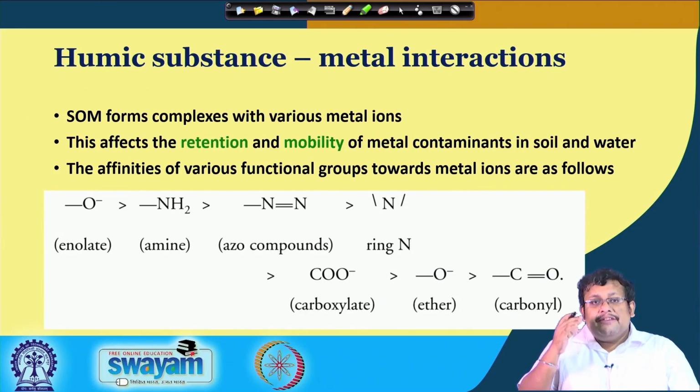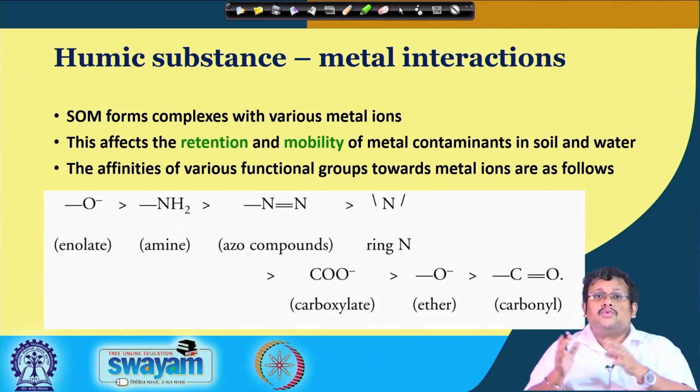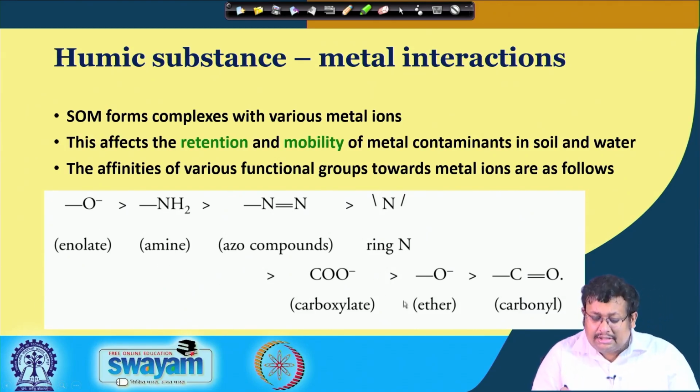If we look at humic substances and metal interactions, soil organic matter complexes with various metal ions, and this affects the retention and mobility of metal contaminants in soil and water. The affinities of various functional groups towards metal ions are as follows: the highest affinity is seen in enolate, followed by amine, then azo compound, then ring nitrogen compound, followed by carboxylate, then ether, then carbonyl.